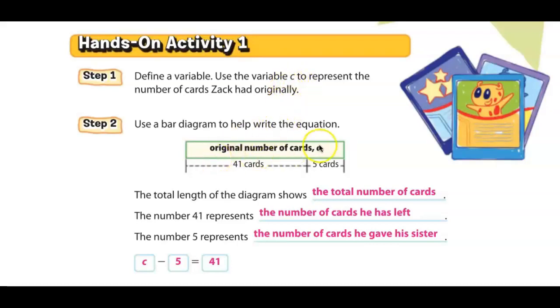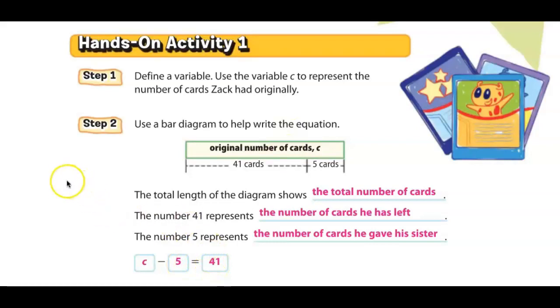Okay, so they chose the letter C. They also drew a picture. So you have the original number of cards is made up of 2 things. 41 cards, which is what he has left, and the 5 cards that he gave away. So the total length of the diagram is the total number of cards. 41 is what he has left, and 5 is what he gave to his sister. So the equation would be C minus 5, the 5 cards he gave away, is equal to 41.